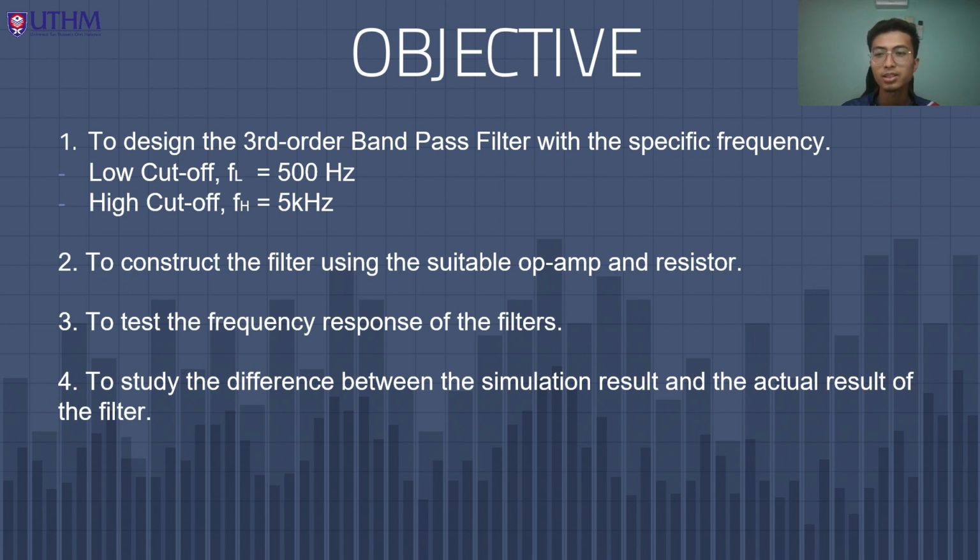The third one is to test the frequency response of the filter, which we are going to test again and again in the laboratory, and we are going to conclude what we achieve in the lab. And the fourth one is to study the difference between the simulation result and actual result of the filter. So from the third objective in the lab, we are going to test it until we achieve the most ideal data, and we are going to study the difference between the simulation result and the actual result. We will see if there is any error or problem, and so on.